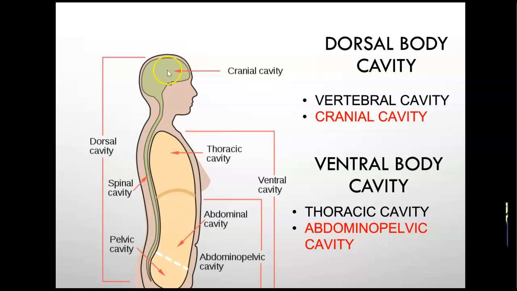So basically we have a front cavity, a back cavity, which is the dorsal. Cranial contains your brain. Spinal cavity is going to contain your spinal cord, your vertebral column. And then we have a front cavity, the ventral, which will contain your thoracic cavity. That will contain your lungs, your heart. And then the abdominal cavity, which will contain your digestive organs. And then the pelvic cavity, which will contain reproductive organs.